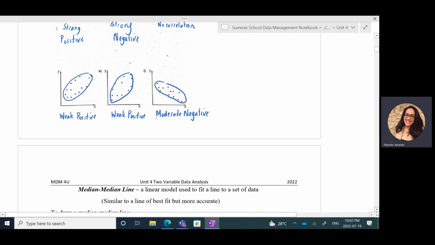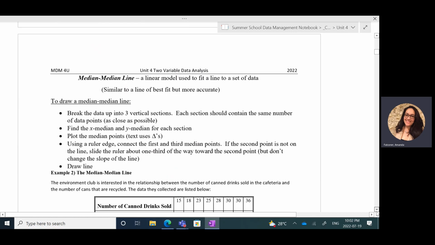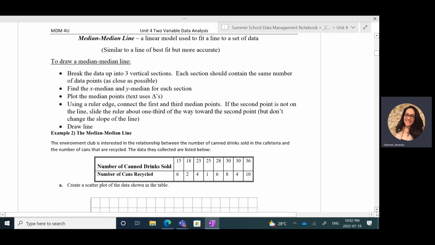Great, so the next little section is a median line. It's a linear model used to fit a line to a set of data. It's similar to a line of best fit, but more accurate. And the steps to draw a median line are here. We're going to break up the data into 3 vertical sections. Each section should contain the same number of data points or as close to as possible. So I'm going to go through example 2 while talking about these steps.